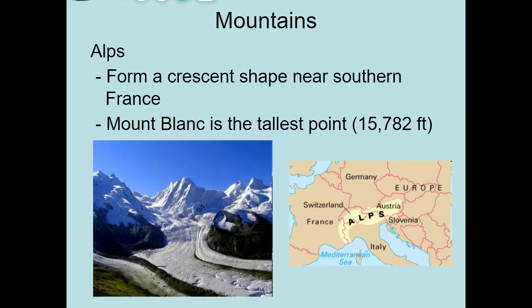Okay, so mountains, there are a few mountain ranges that we're going to discuss today. The Alps are the first one. They form a crescent shape near the southern border of France. They're in northern Italy and go throughout Austria and Switzerland as well. The tallest peak in the Alps is Mont Blanc, and it is the tallest point at 15,782 feet.